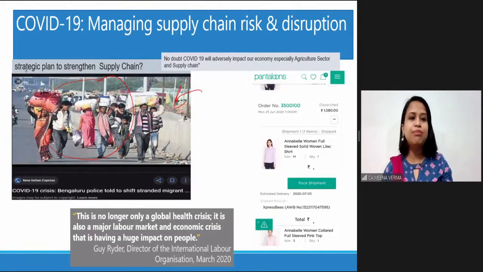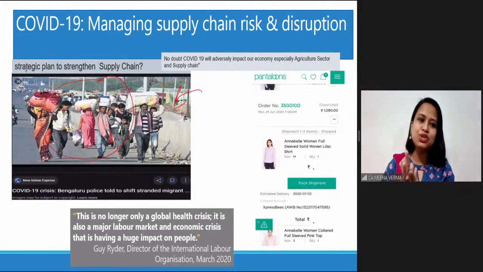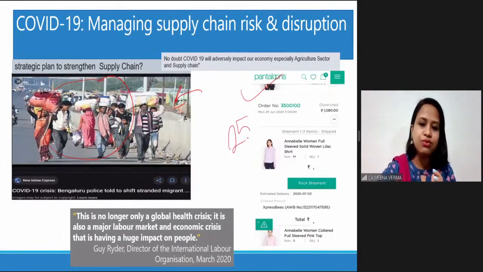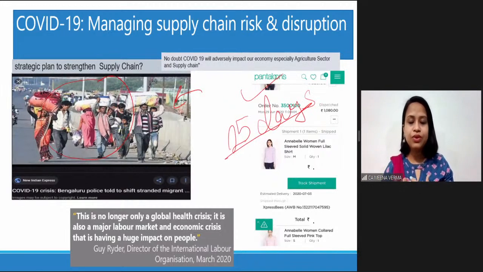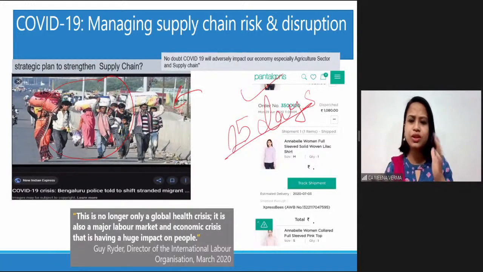But what happened initially, I purchased my lens because my contact lens got broken during this COVID-19. It took more than 25 days to get the delivery of the product. Even I purchased some clothes from Pantaloons, and they took more than 25 days to deliver the product to me. Generally, whenever you order some product online, you receive it within 7-8 working days, not more than that.